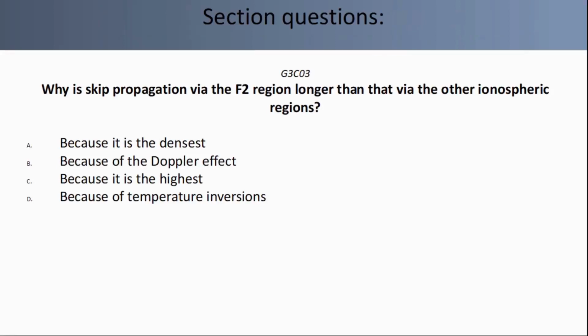Okay, I think we just talked about this. Why is the skip propagation via the F2 region longer than via other ionospheric regions, such as the E? Well, it has nothing to do with density or Doppler effect, and temperature inversions occur way below that. It's because it's the highest. The mirror that you're bouncing off is further away. You can bounce your signal further.